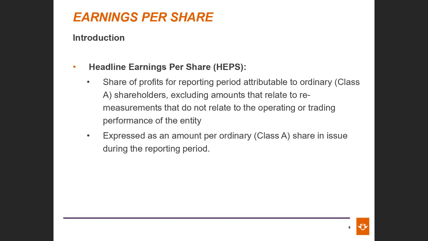So anything that is included in our profit that relates to investments, this will need to be stripped out when we calculate our headline earnings per share. So our headline earnings per share, this is expressed as an amount per ordinary share in issue during the reporting period. Okay, so when we have a look at our headline earnings, you need to ask yourself, is this relating to an operating or trading thing in the entity? If it relates to investment, then you know you need to take it out of your profit when you are calculating your headline earnings per share.